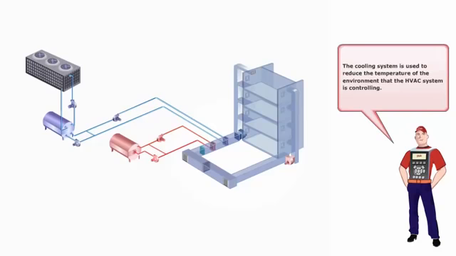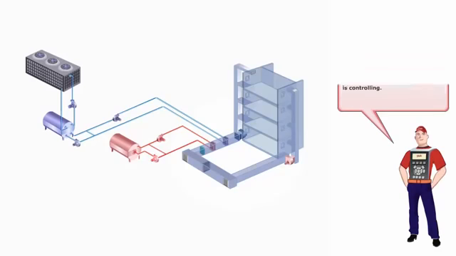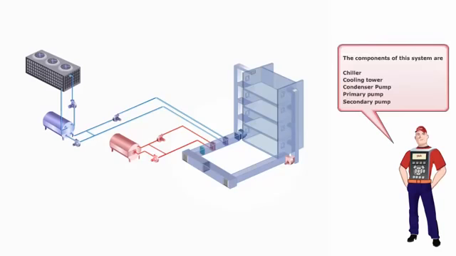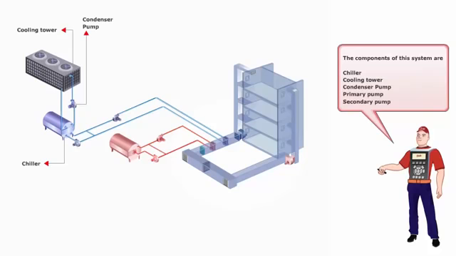The cooling system is used to reduce the temperature of the environment that the HVAC system is controlling. The components of the system are chiller, cooling tower, condenser pump, primary pump, secondary pump.